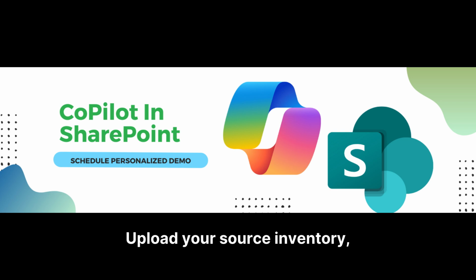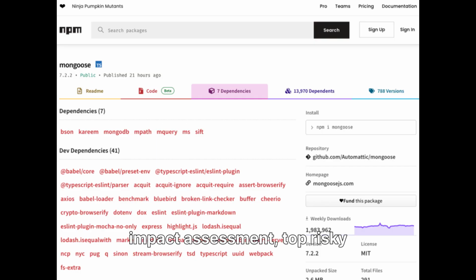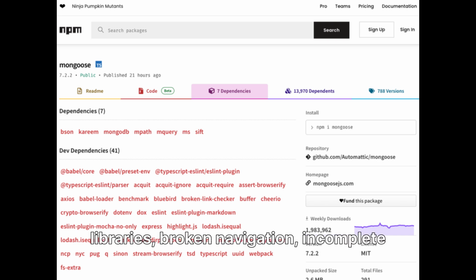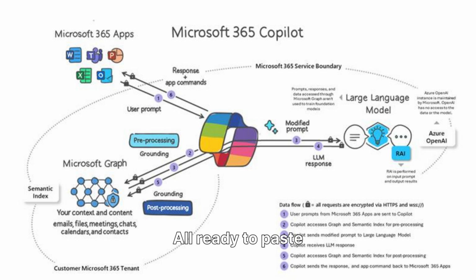Upload your source inventory, destination inventory, and migration logs. Then ask Copilot to compare them. It lists any missing files, mismatched metadata, broken links, oversized lists, and permission mismatches. It gives you an impact assessment, top risky libraries, broken navigation, incomplete copies, and missing customizations. Copilot can also auto-generate reports like executive summaries, migration status reports, PM-ready decks, risk logs, and issue resolution logs, all ready to paste into Teams, SharePoint, or email.